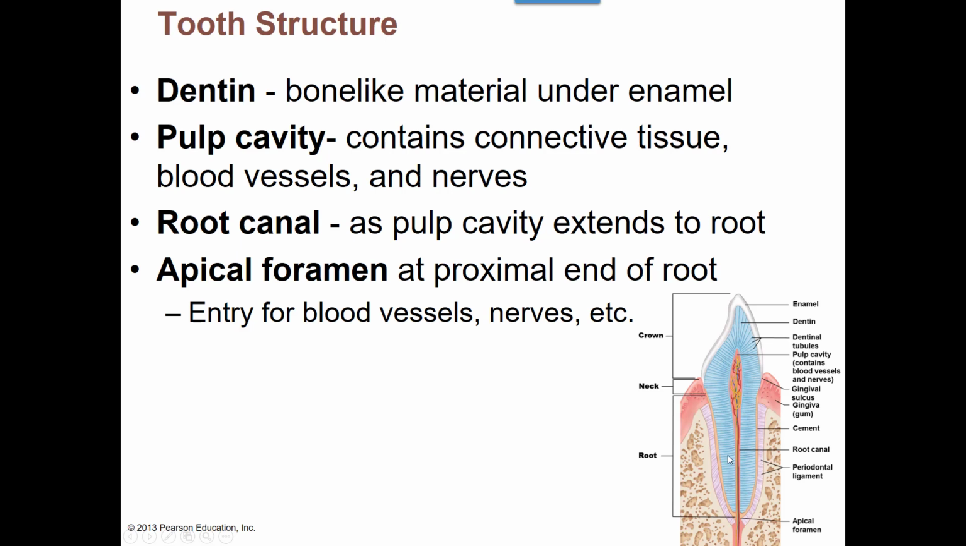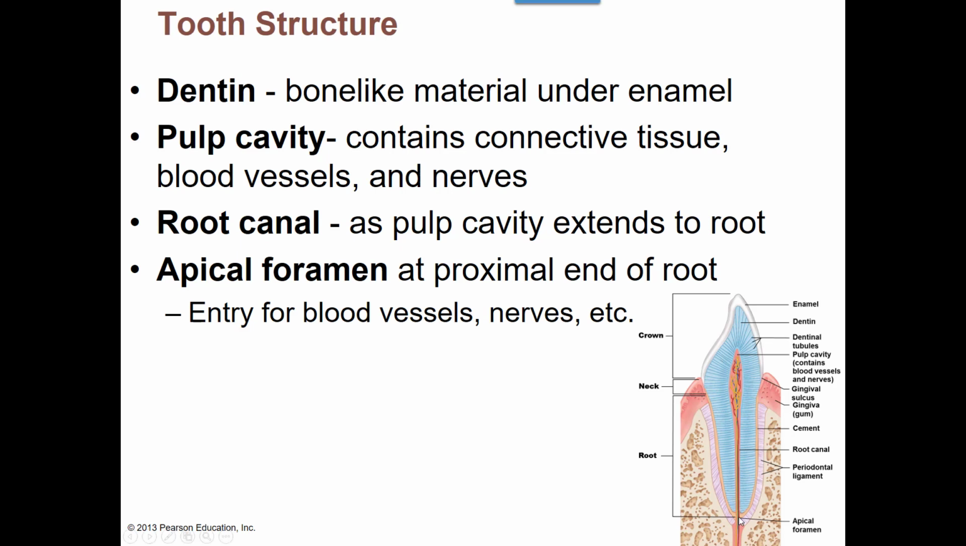Inside of that there is a cavity called the pulp cavity. It's where we have blood vessels, nerves, and some connective tissue. Then we also have what's known as the root canal, near the bottom of the pulp cavity. As the pulp cavity extends down through the root, we call that the root canal. The end of the root is known as your apical foramen. It just means the hole at the bottom of your tooth where the blood vessels and the nerve vessels are going to enter, and where they can leave.